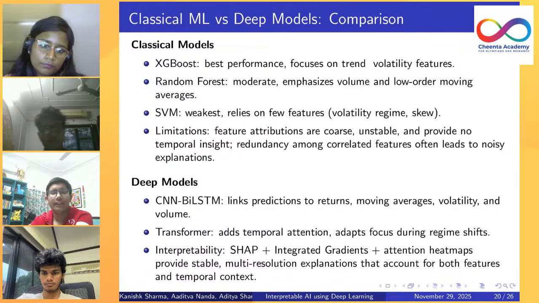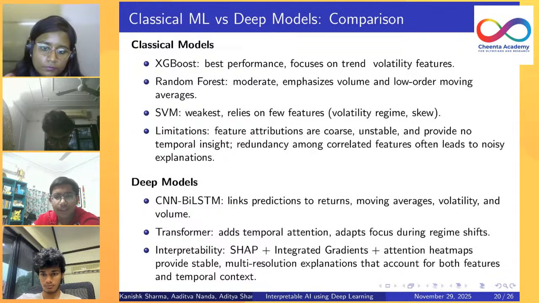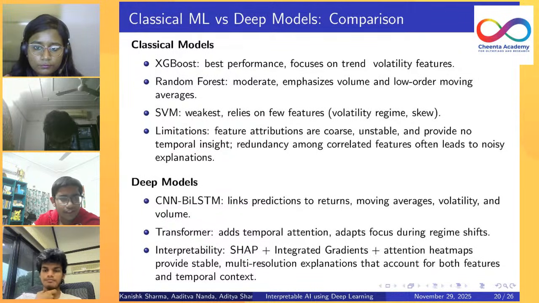We found that the classical models like XGBoost and random forest rely on simple features and they lack the ability to capture the time-dependent relationships. And their explanations are also very shallow and unstable. As I said, the deep models benefit from sharp integrated gradients and attention heat maps, making them more useful for interpretability. Next slide, please.